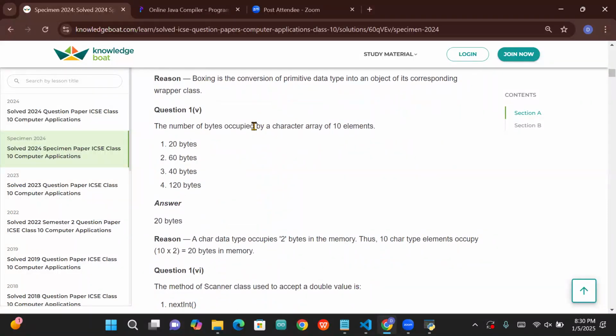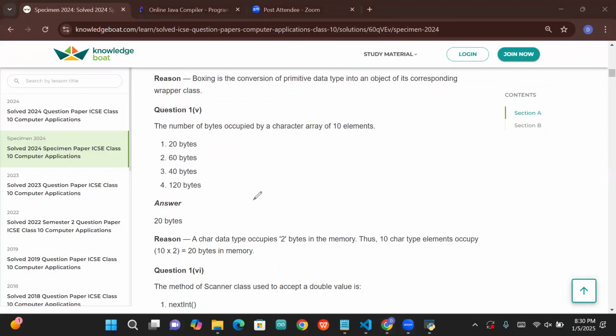Now coming to the question: a character array of 10 elements, what is the size of that? You will find 2 mark questions in your paper based on the size of the elements. So I am summarizing it for you. You can take a screenshot of that. I am telling you the size of each and every data type.